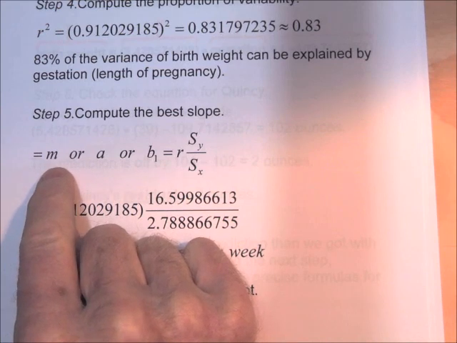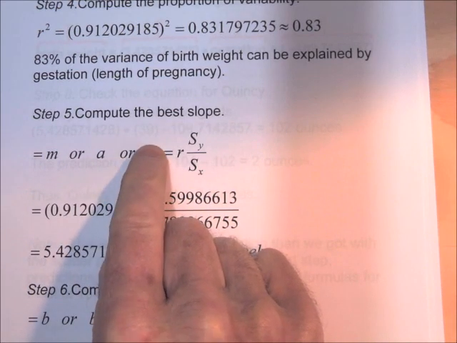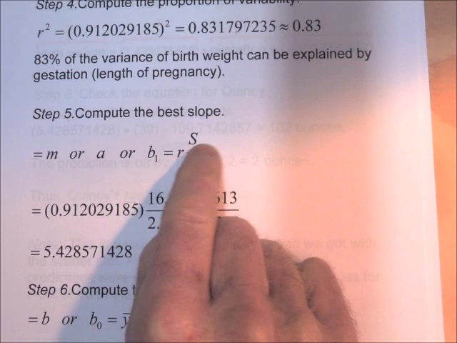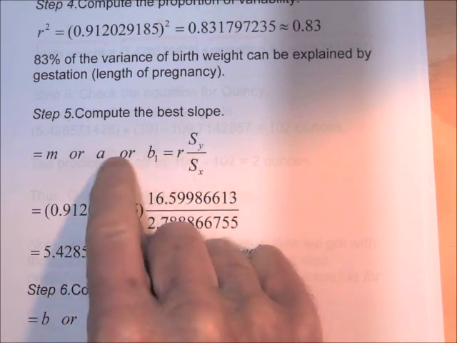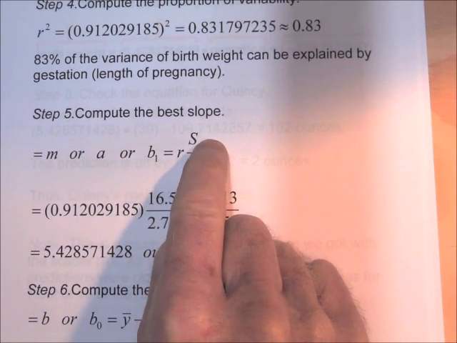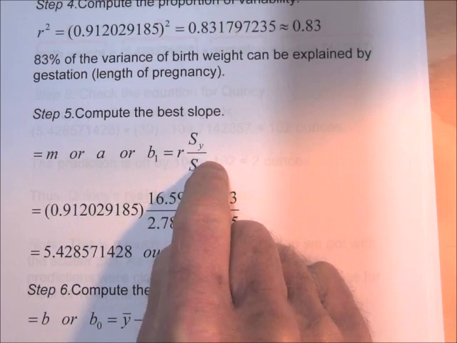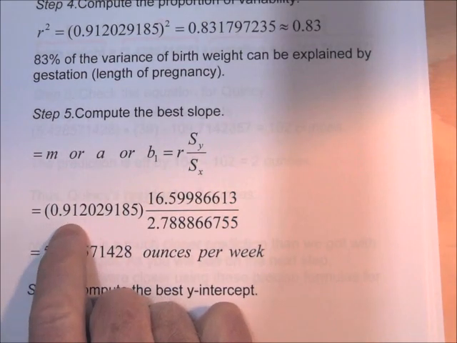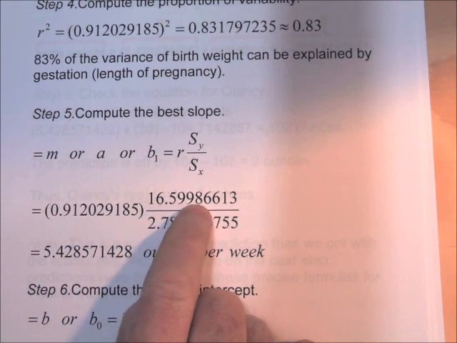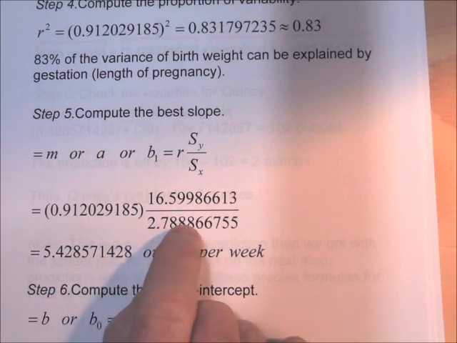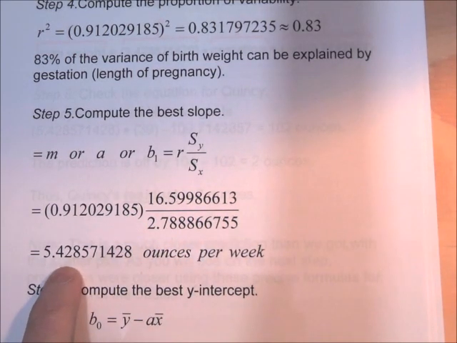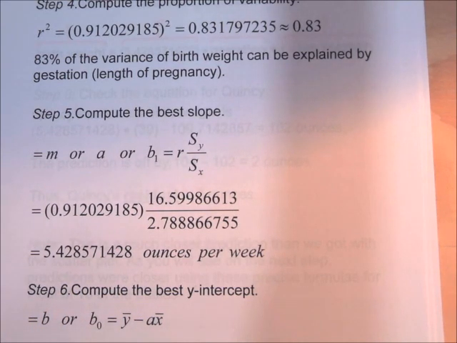Mathematicians like the letter M for the slope. Some statisticians use B1 for the slope. But in any case, whatever symbol it is, it's going to be R times the standard deviation for Y divided by the standard deviation for X. So R is 0.912 something, standard deviation for Y is 16 point something, divided by the standard deviation for X. It comes out to be 5.42 some ounces per week.